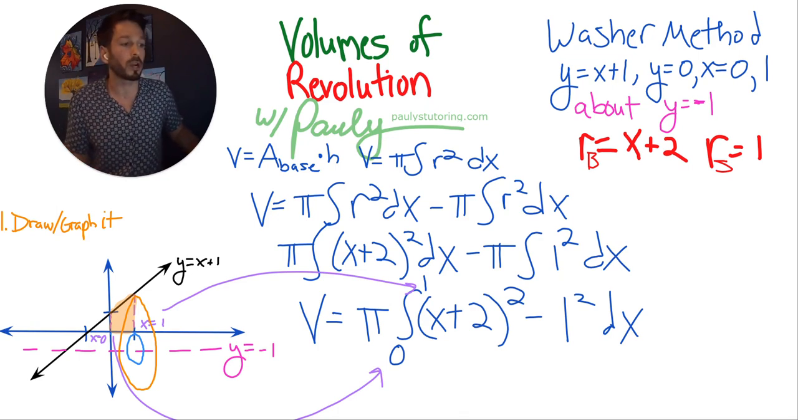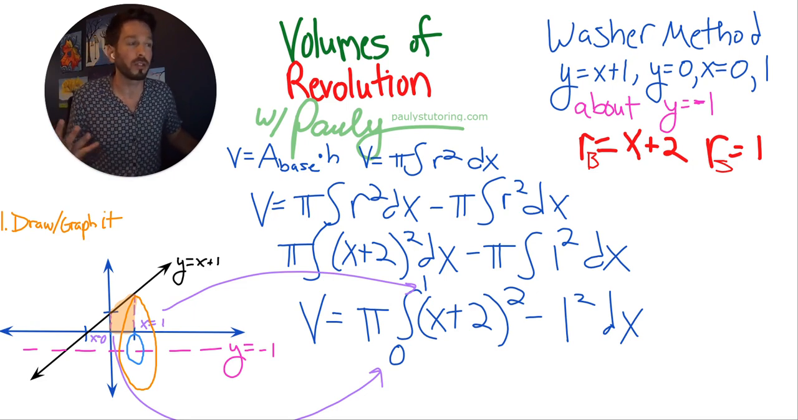Of course, we knew it was x bounds because we were revolving around a horizontal line. Of course, the x-axis is also horizontal, so this is our standard one. We're not doing this about the y-axis or anything like that, not yet.